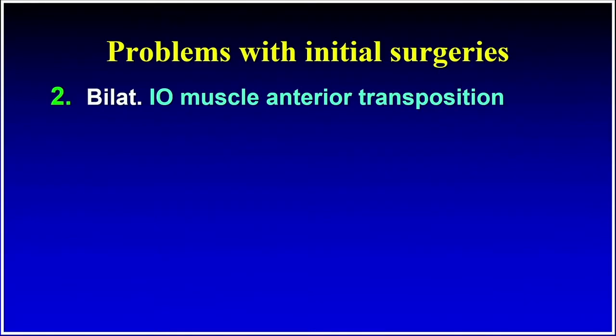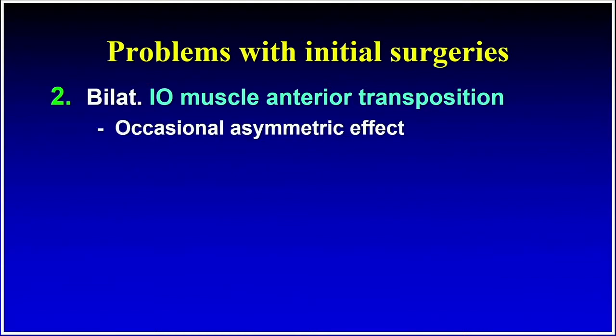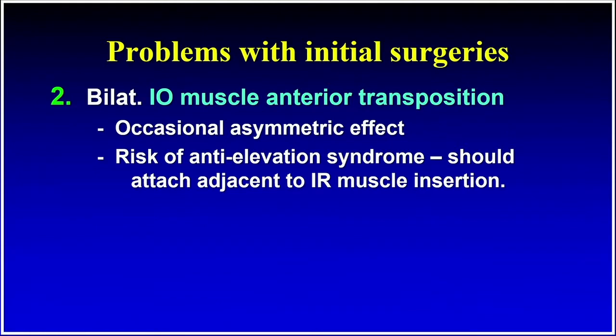And other problems, what about bilateral inferior oblique anterior transpositions? What problems do we get there sometimes? Occasionally asymmetric result. There's a risk of anti-elevation syndrome, and we should learn to attach the disinserted inferior oblique muscle right at the very corner of the lateral rectus muscle, not resect it, right at the very corner, and don't put it temporally because you're likely to get the anti-elevation syndrome there. And we certainly get elevation of the lower lids here, and that's one reason I rarely use this procedure anymore.